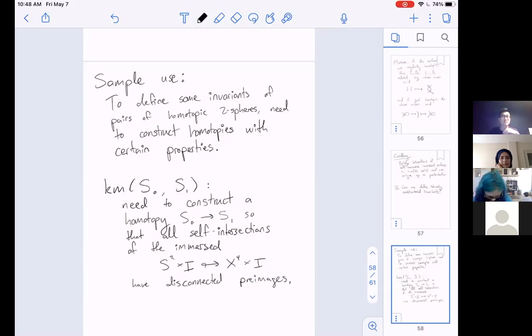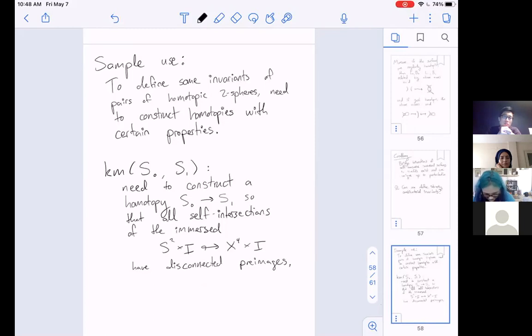Jason. But this pair of two spheres has associated to it an invariant called the Kervaire-Milnor invariant, which can obstruct isotopy and concordance and is very difficult to define. In order to define this invariant, you have to produce a homotopy between your two spheres that at the very least has this weird property that all of the self-intersections have disconnected preimages.